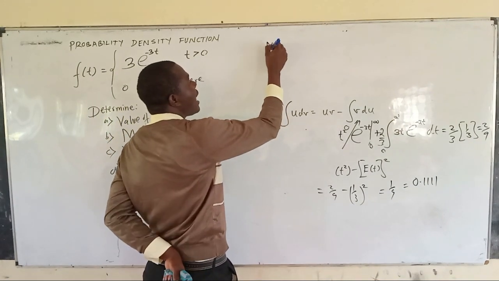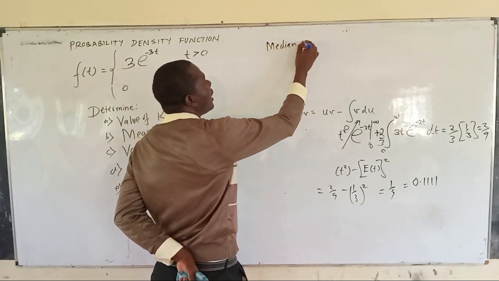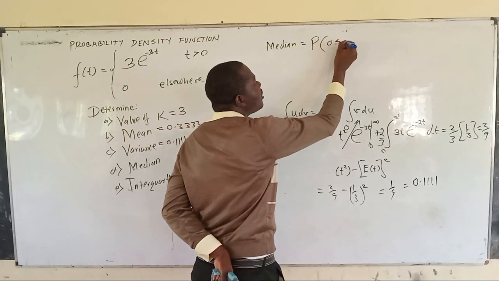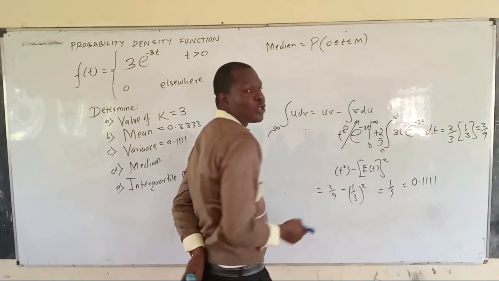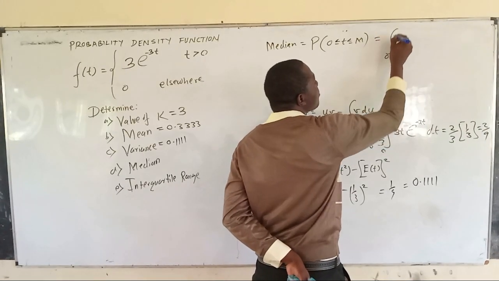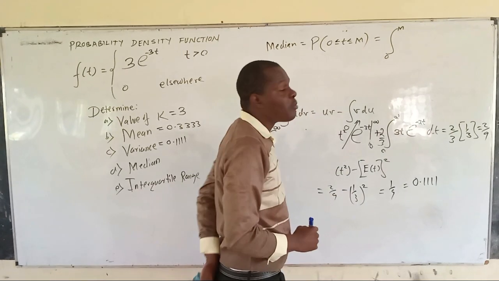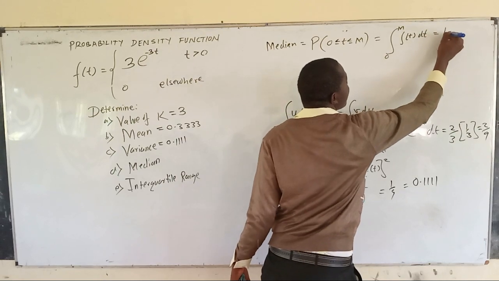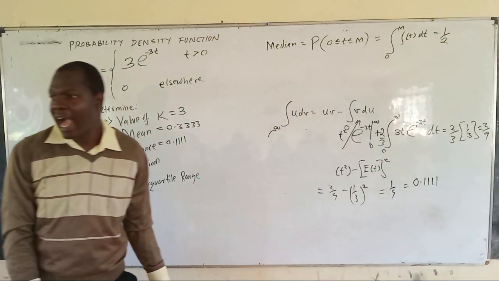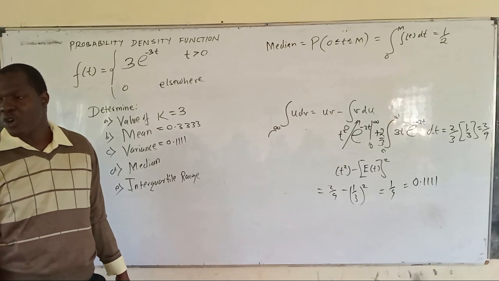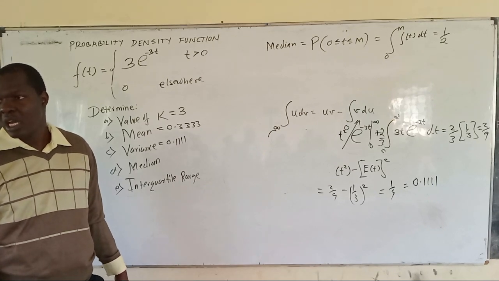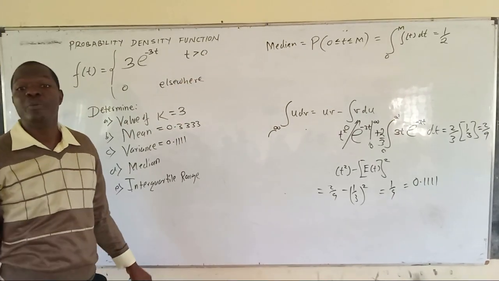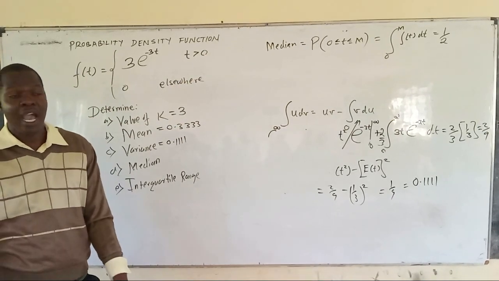So the median is the value where the probability of t, starting from 0, is integrated from 0 to the median of f(t) dt, and we are supposed to get a half. Because the median is a half of the range of a probability measure. Are we together? The lower limit is starting from 0, then we reach the median value, and we are supposed to get a half.